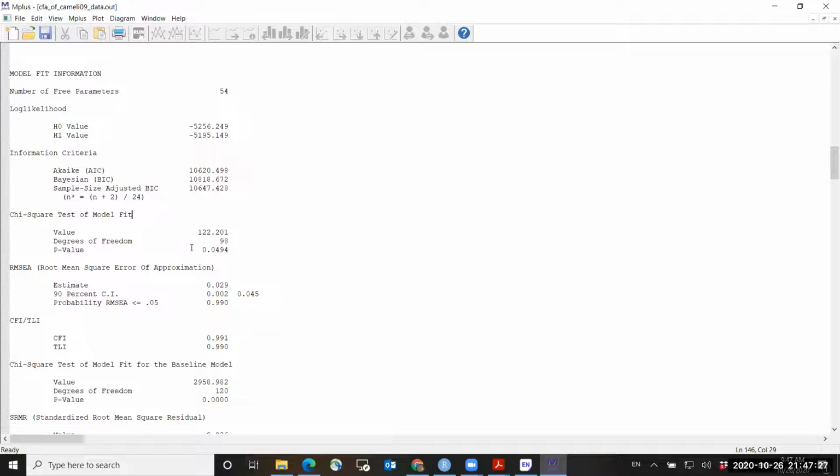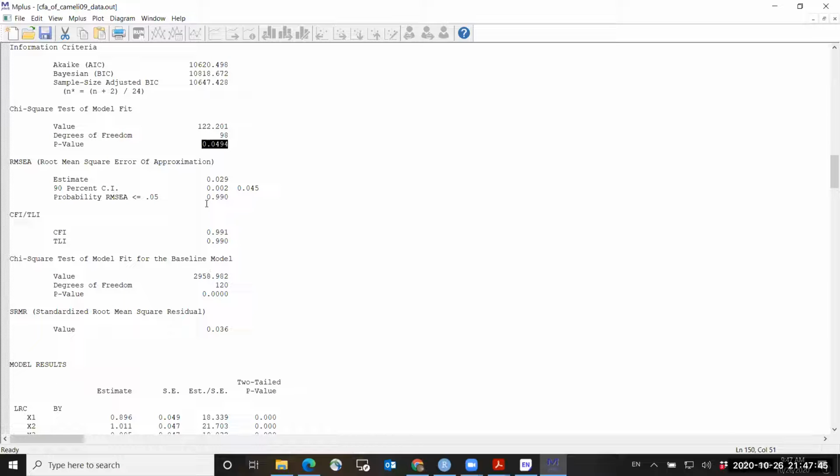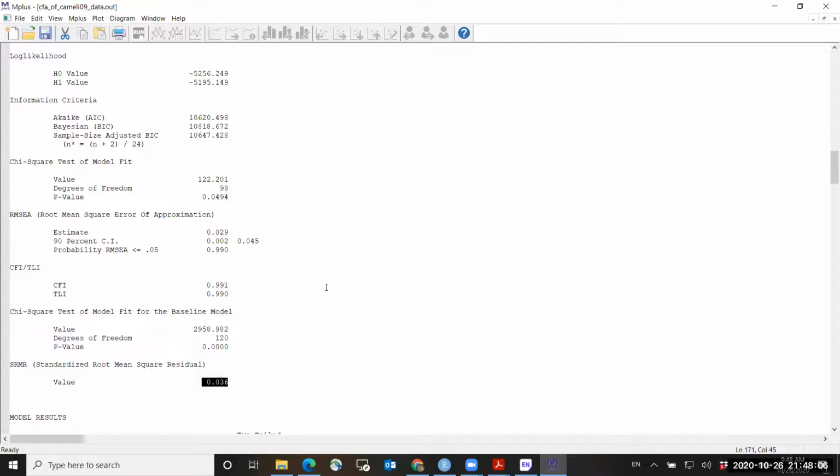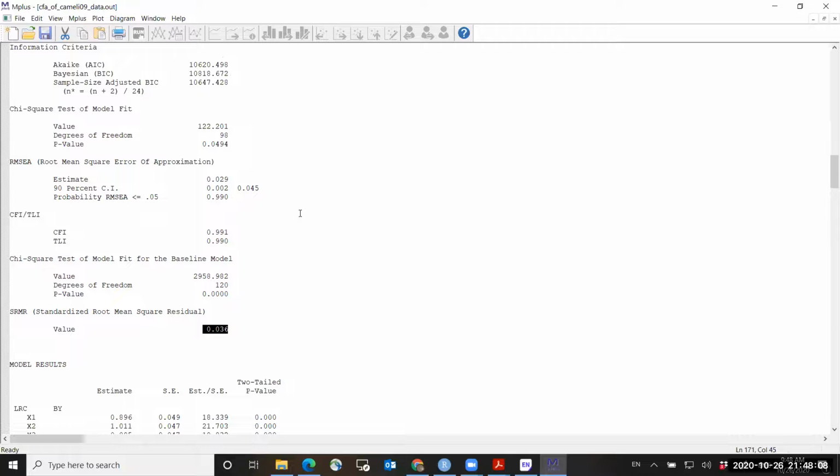The chi-square is 122 with 98 degrees of freedom. The p-value is 0.0494. So that is almost there, but still this is statistically significant. Therefore, there is no exact fit. But then we will look at close fit. The root mean squared error is great, less than 0.06. The CFI and TLI are great. This is greater than 0.95. SRMR is very low, less than 0.08. So this fits even a more conservative criteria. So there is close fit.